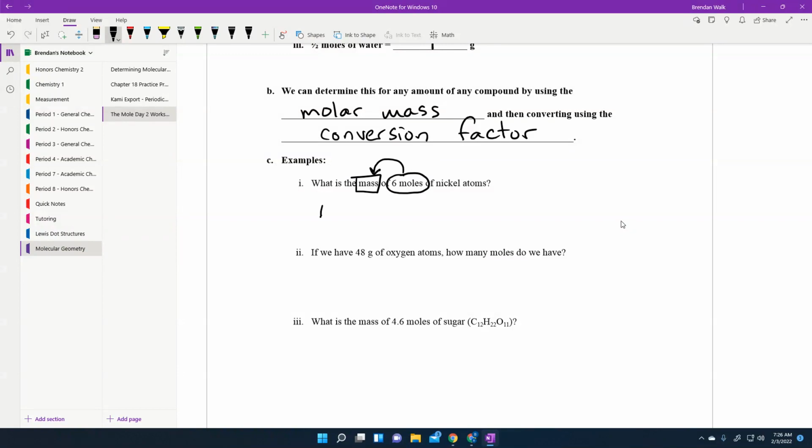Whatever we circled, 6 moles, put that over 1. And then we set up our conversion factor. If moles is on top, it goes down to the bottom.